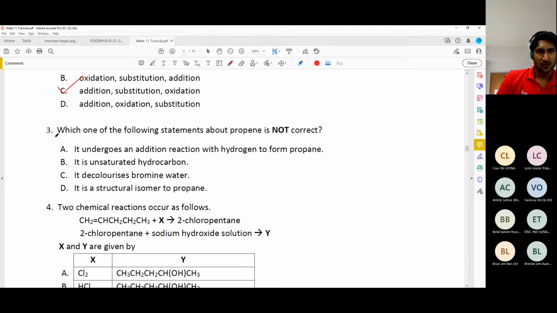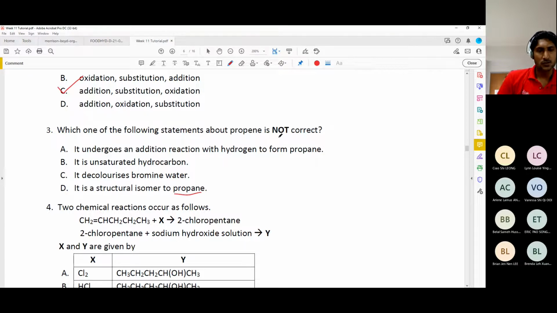Question number 3 says, which of the following statements about propene is not correct? Propene has a double bond in between, so yes, it is unsaturated. Yes, it's true. It decolorizes bromine water. That is true too. It is a structural isomer of propane. Is that a structural isomer of propane? Propane should have 2 more hydrogens than propene, right? Propene has a double bond.